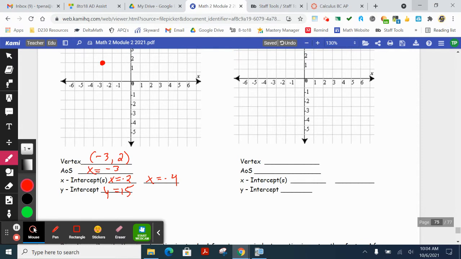Come on, you. Pen doesn't want to work. There we go.